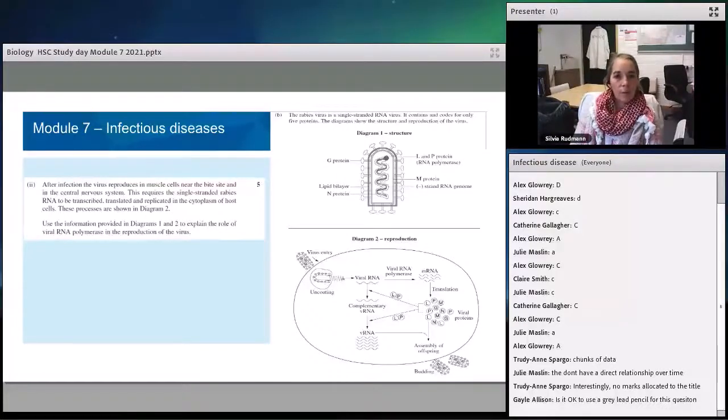Viral RNA polymerase is an enzyme similar to the ones in protein synthesis, right? When the DNA is transcribed and translated. So, can you see that if you don't know what an RNA polymerase or DNA polymerase is, you're going to be in trouble, right? And this is coming from the first module, right?